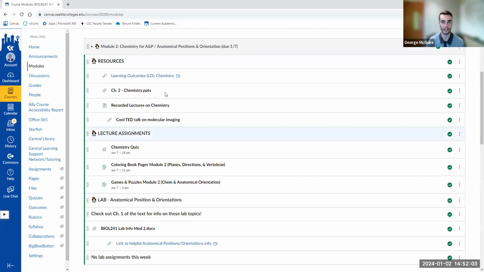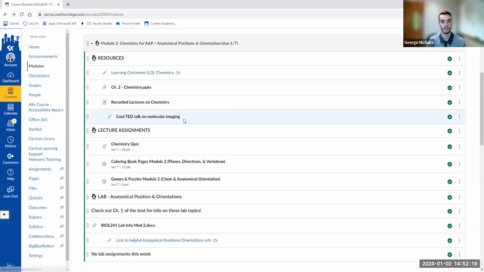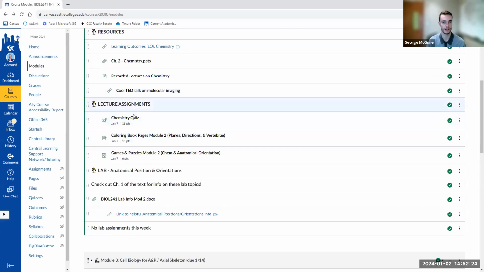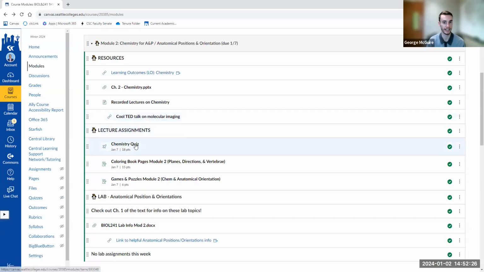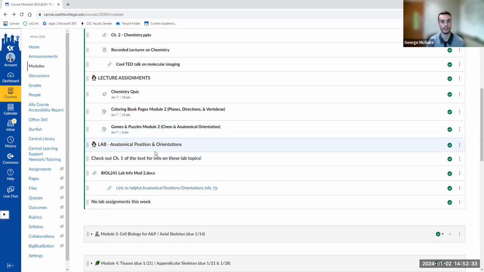But so in our regular modules, you'll have the learning outcomes for that content, the PowerPoint that I use in class. You'll get the links to the recorded lectures. So the lecture we're having today that I'm recording, that link is also going to be posted in here. And then any additional resources that I think might be helpful. You have your assignments for that week. Basically every module lecture assignments are going to have at least 1 quiz, your coloring book pages, and your games and puzzles. And then at the bottom are your lab resources and assignments.